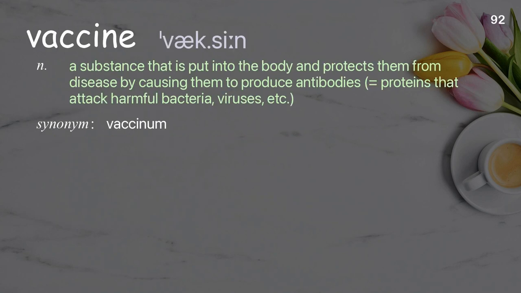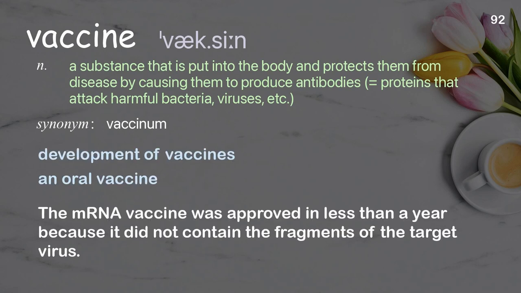Vaccine. A substance that is put into the body and protects them from disease by causing them to produce antibodies, equals proteins that attack harmful bacteria, viruses, etc. Examples. Development of vaccines. An oral vaccine. The mRNA vaccine was approved in less than a year because it did not contain the fragments of the target virus.